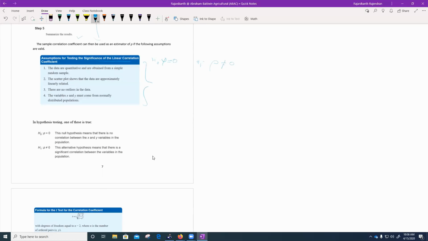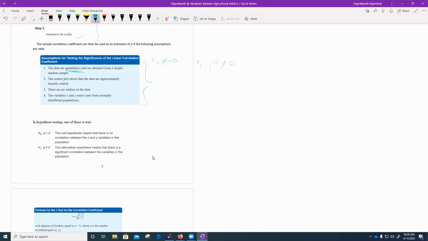The data are quantitative, meaning numerical values, right? It is a simple random sample. The scatter plot shows that the data are approximately linearly related. There are no outliers in the data.